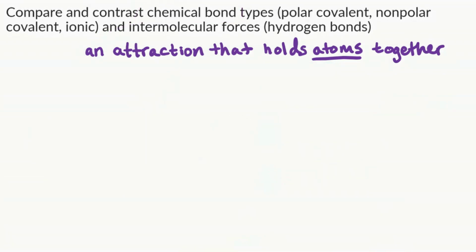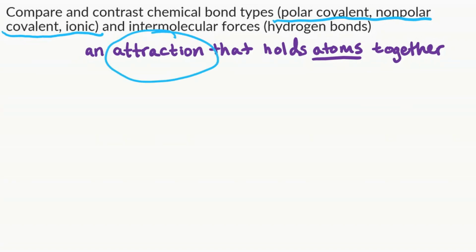Looking at our four main types of chemical bonds, well, first of all, starting basic, they are all chemical bonds. So they all have to do with an attraction that holds atoms together. Now, when you hear attraction, I want you to be thinking about magnets. Positive poles attract negative poles and vice versa.